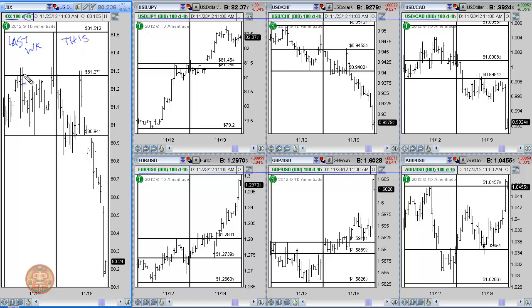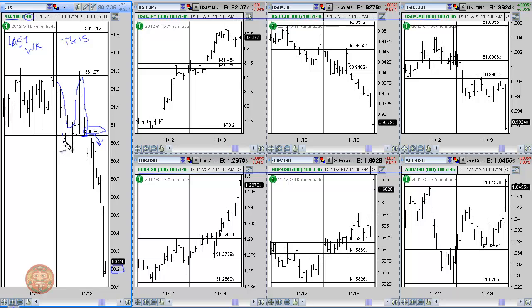But what I'm looking at here is noticing the dollar index futures traded basically inside of last week's trading range right up until just about right before Thanksgiving in the US, and then started to fall apart here, going below 80.94, which was last week's low, and then pushing down as low as 80.20 or so.